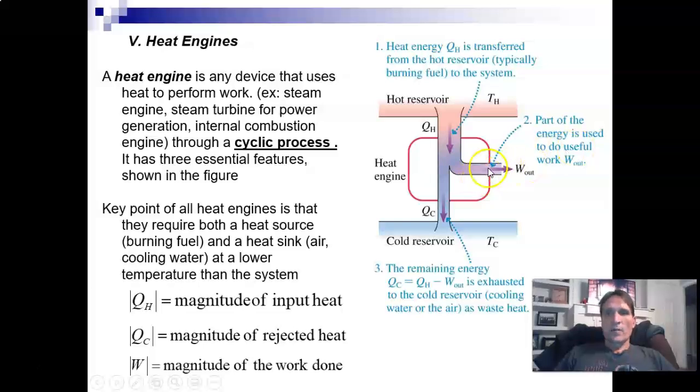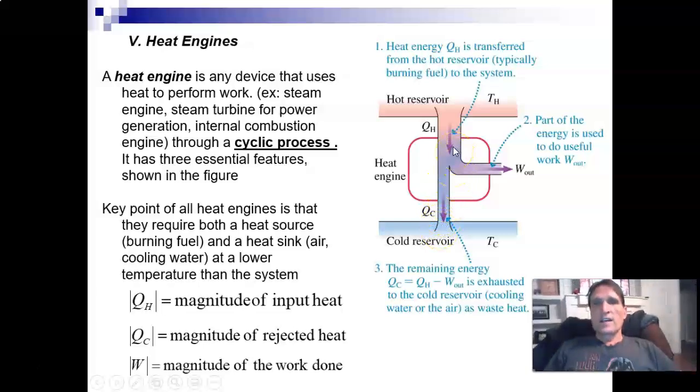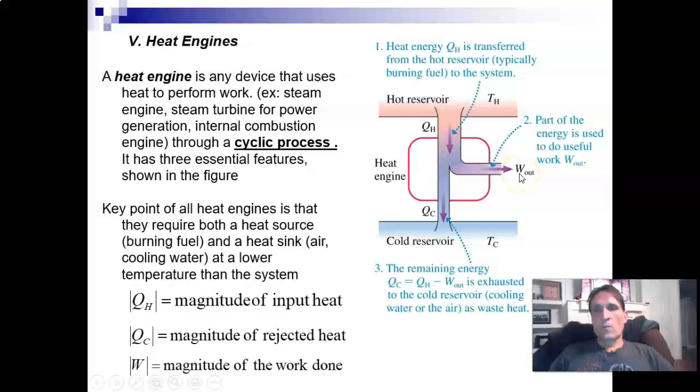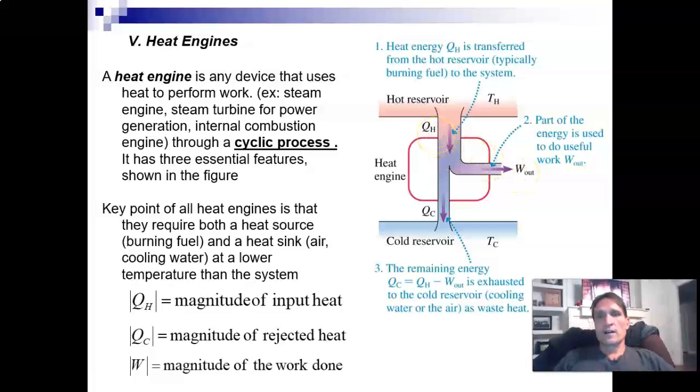Now, the second law of thermodynamics says it's impossible to get out as much work as the heat you put in, and that some of the heat inevitably will be exhausted as waste to a cold reservoir. So the second law says that it's impossible by nature for heat engines to have 100% efficiency. Some of the heat input will always get exhausted as waste, and it's impossible to have the output work be equal or greater to the input heat.